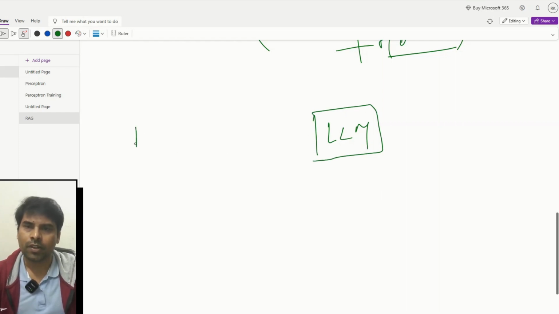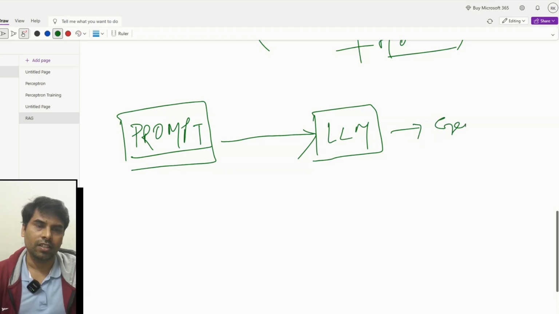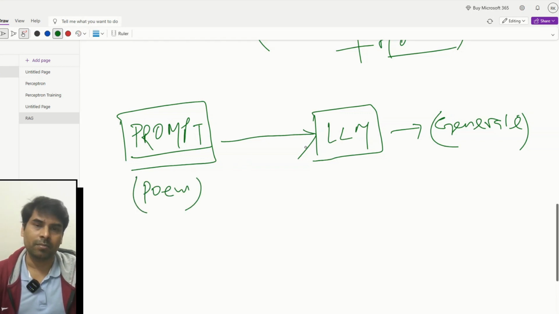So here as a user, we write a prompt. Nowadays, prompt is a language to interact with the LLM. As a user, you write a prompt, whatever you want to achieve, and this prompt goes to the LLM. The LLM understands your prompt, and based on the prompt, it generates something. It is called generation. It gives you a response back. Let's suppose you want to write a poem. You send a prompt to the LLM: I want to write a poem on this topic.